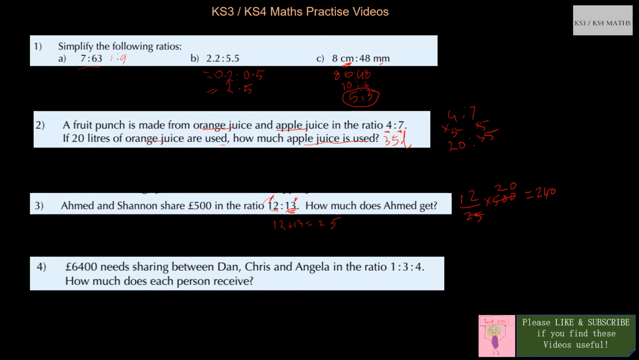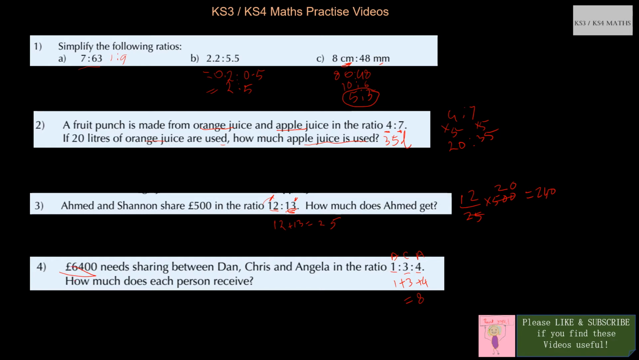The next one, 6,400 needs sharing between Dan, Chris and Angela in the ratio 1 is to 3 is to 4. How much does each person receive? So this is Dan, this is Chris, this is Angela. We have to follow the order. So 6,400 is being shared, and the total of these ratios is 1 plus 3 plus 4, that equals 8.